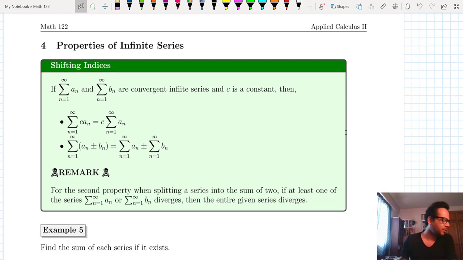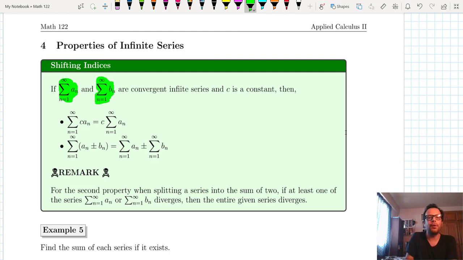Okay, so in this case, suppose we have two series, the infinite series with rule a sub n and an infinite series with rule b sub n.